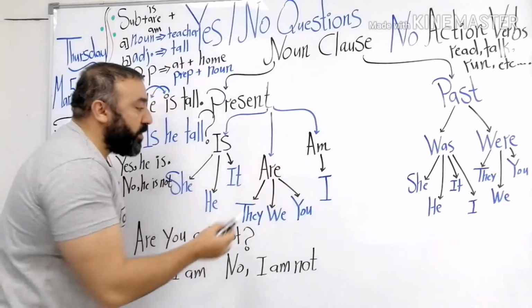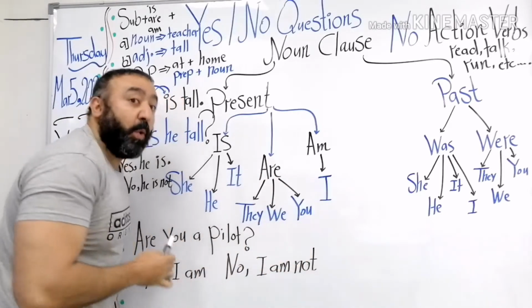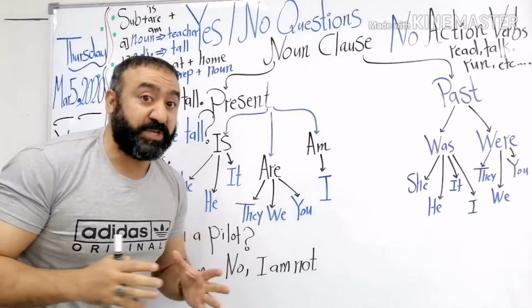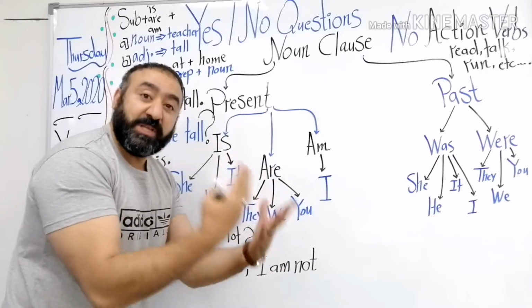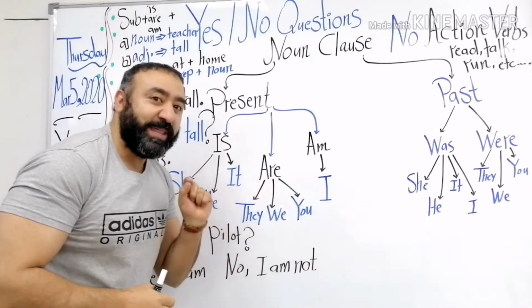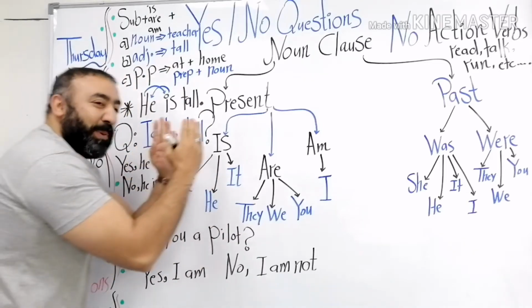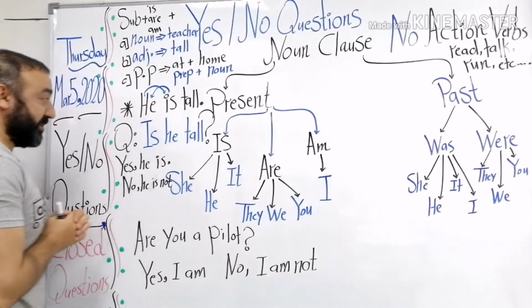Number two, are, with these pronouns: they, we, or you, or any plural subject such as students, girls, boys, engineers, doctors, surgeons, and so on. Finally, I comes with am. Now, let's apply this to our lesson, yes/no questions.